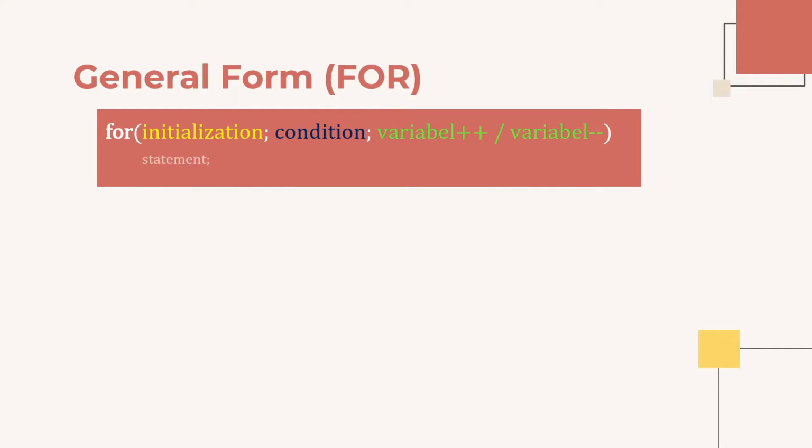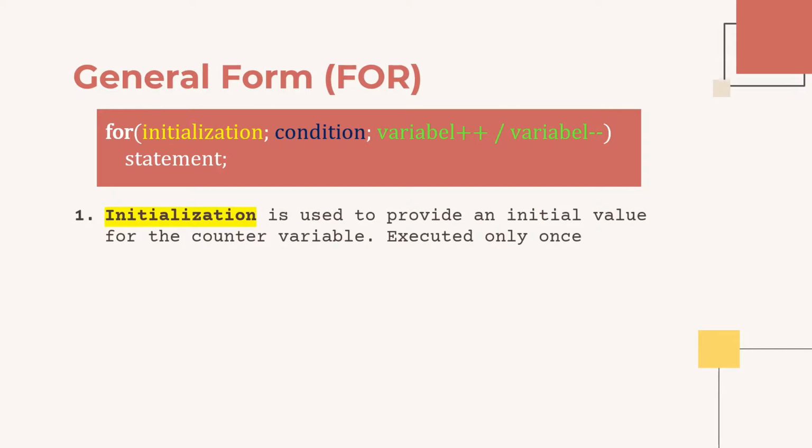The general form of the for loop is: for, initialization, condition, and then increment or decrement, and then continue with the statement. Let's discuss all the parts of the for structure. First is initialization. Initialization is used to provide an initial value for the counter variable, and it is executed only once.